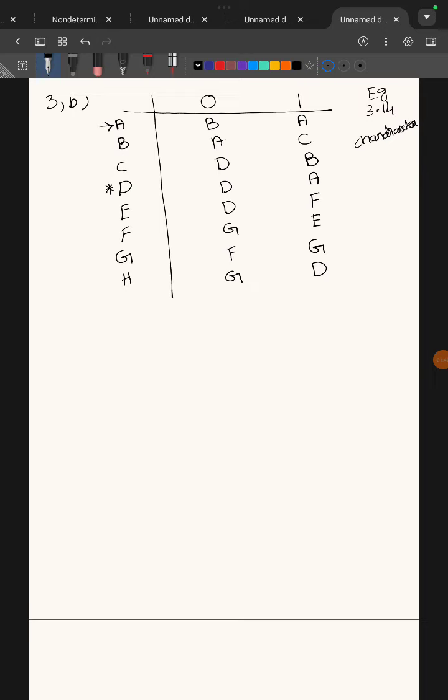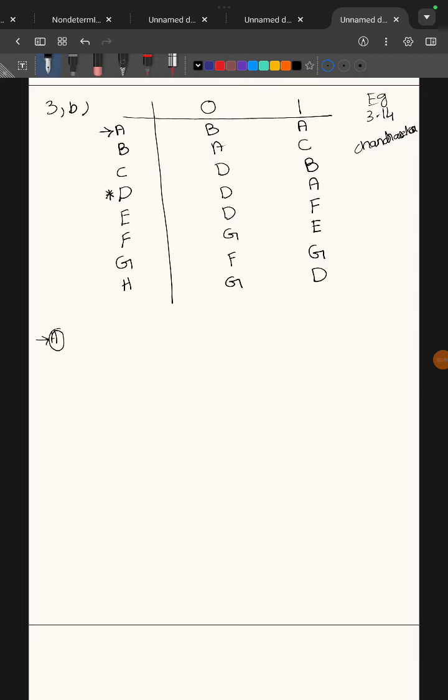Once you get the question, you have the transition table. You have to draw the transition diagram so that you will know which states are reachable from the initial state and which are not reachable. The initial state is A here. A on reading 0 goes to state B. A on reading 1 stays in A itself. B on reading 0 goes back to A. On reading 1 it goes to state C.